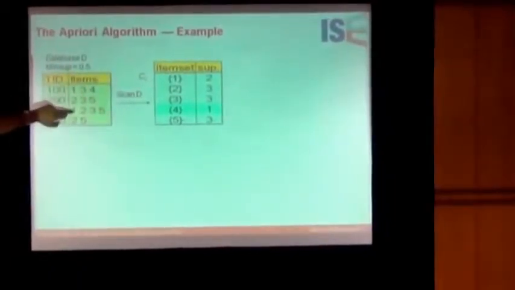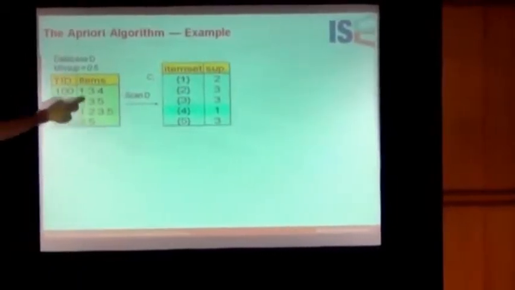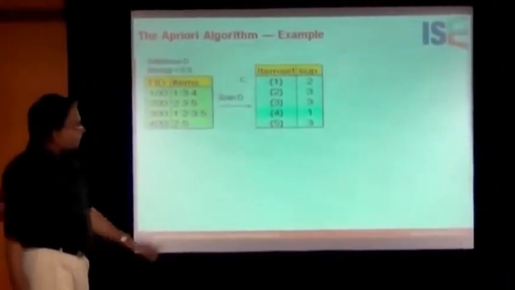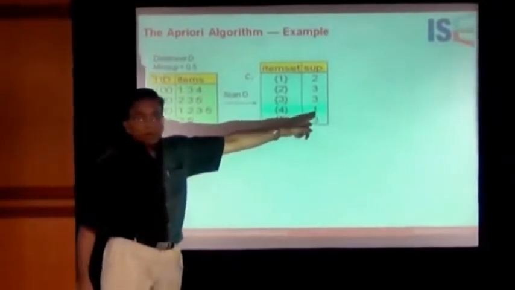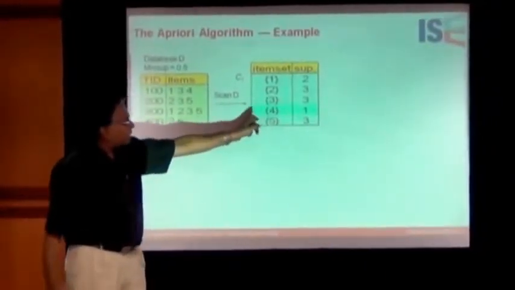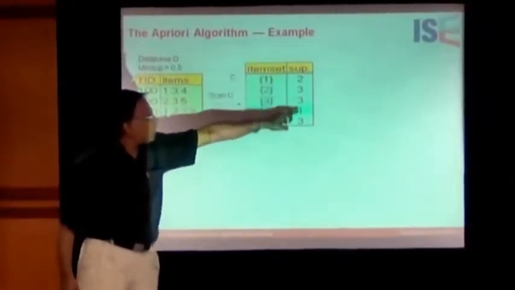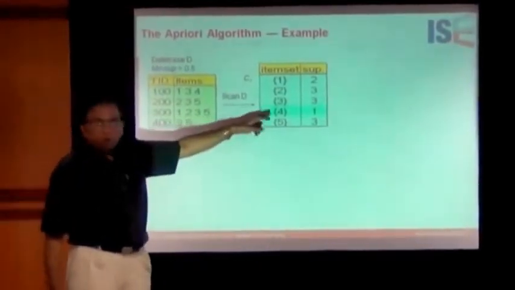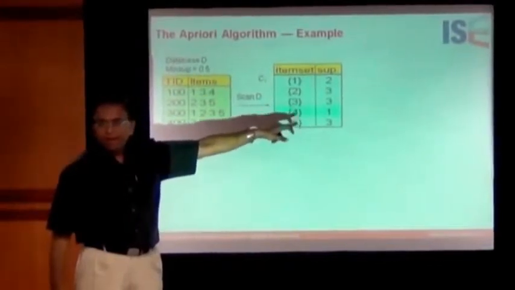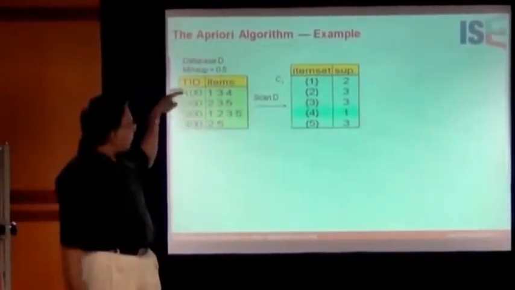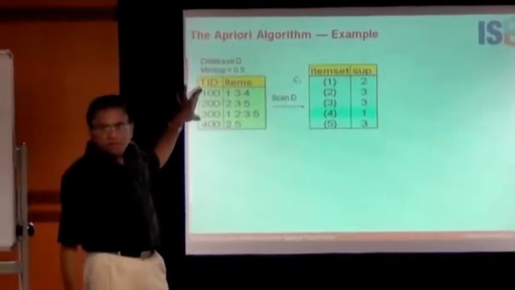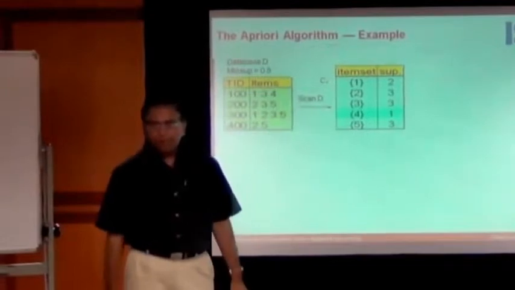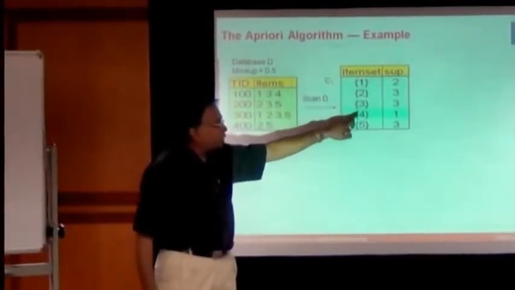So 1 has occurred twice, 2 has occurred 3 times, 4 has occurred only once. In that, I don't know if you can see the color variation here, 4 is colored in blue because its support is less than the min support. What is the support of 4? 1 by 4, so 25%, whereas 50% is required. So 4 gets dropped. So C1 is 1, 2, 3, 5.